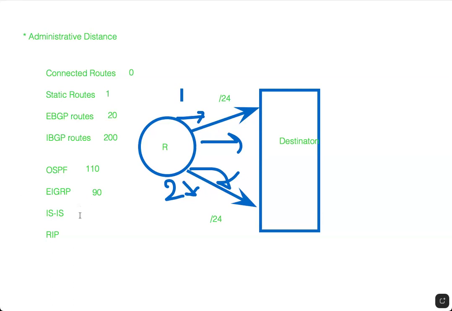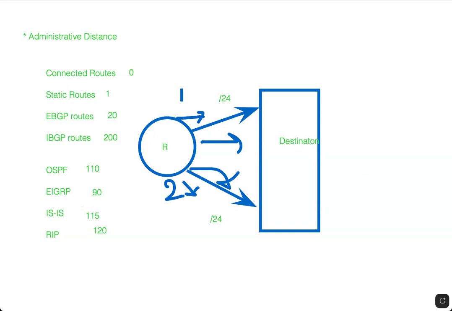I mean, ISIS value is 160, not 115, sorry. Depends on levels, right? So 160. Juniper does it 160, Cisco does it 115. Because we are talking about Cisco, let's put it 115. And the RIP value is 120. All right. So whichever has the lowest AD value, that path will be preferred.